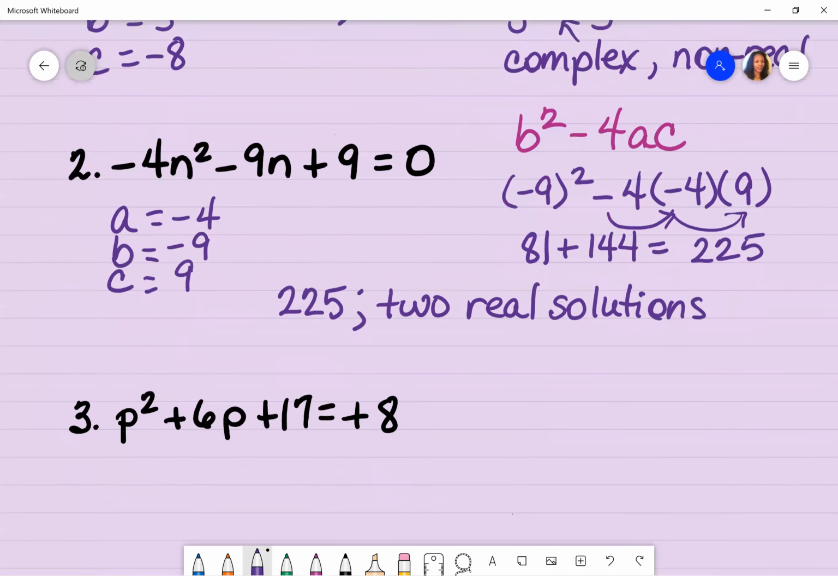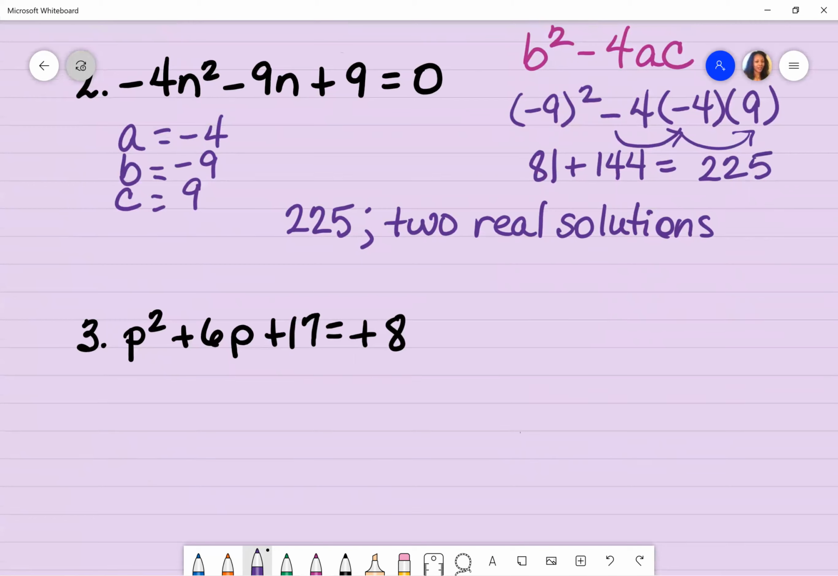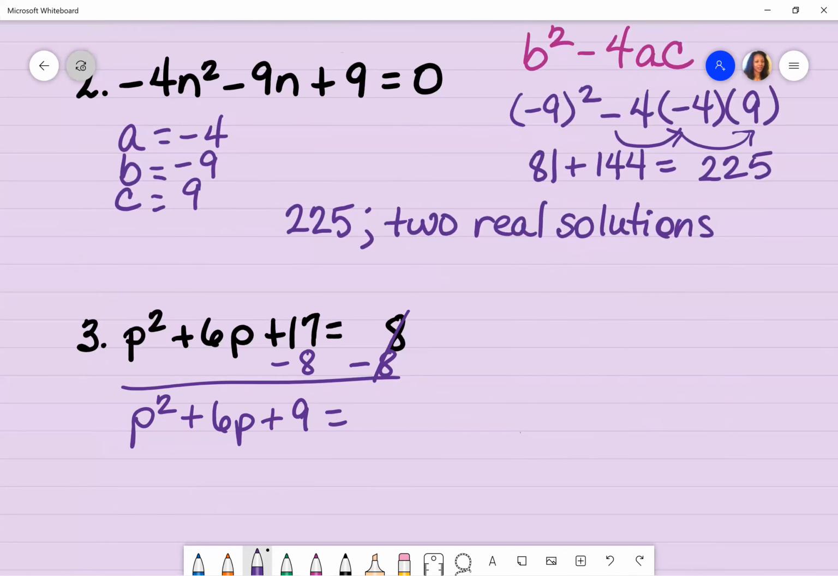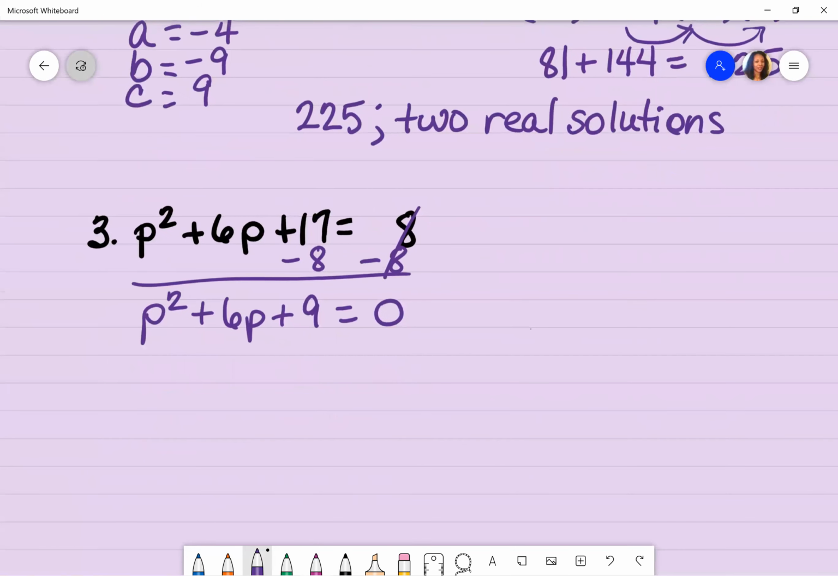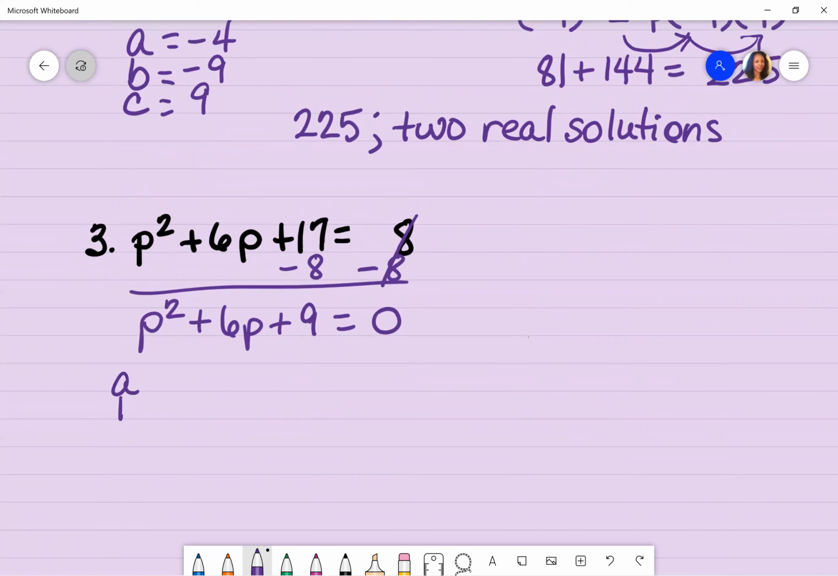And then finally, if I had a situation like this, this is a +8. I'm going to move that over as a -8 so that I can put this in standard form. That's going to be p squared plus 6p plus 9 is equal to 0. What I'm looking for again is my a, b, and c. a is going to be 1, it's understood there is a 1 right there. b is 6 and 9 is c.